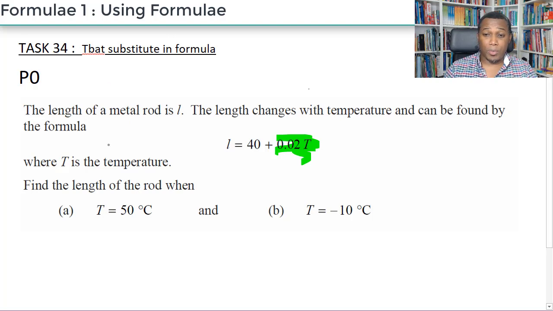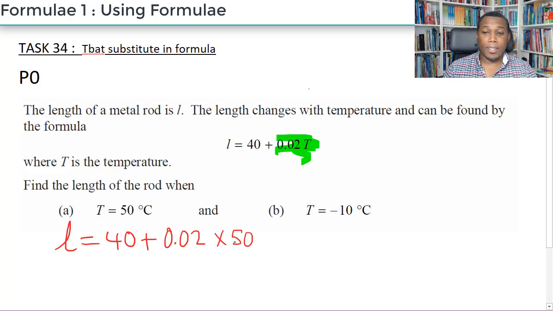0.02. So we know, we're gonna use that. L is gonna be equal to 40 plus 0.02 multiplied by 50. Now, a tricky one.